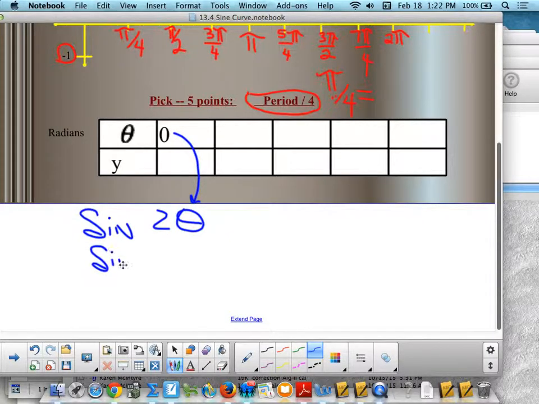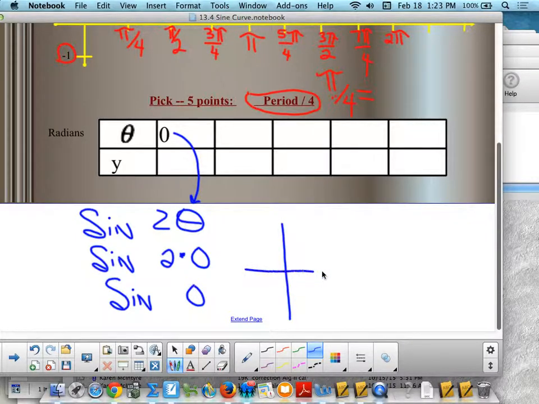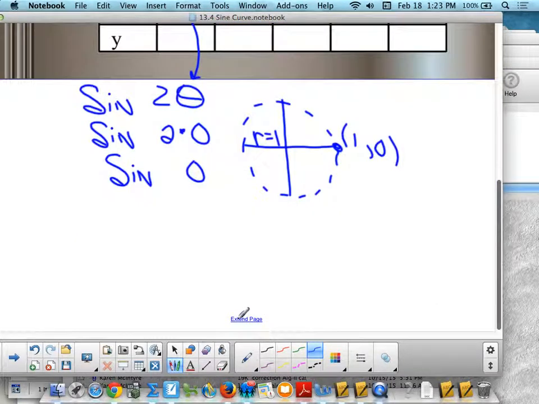Sine of 2 times 0. Sine of 0 is? Well, where's 0 radians? It's right there. There's your unit circle. Radius of what? 1. What's this point? 1, 0. Yep. So come back here. I need to know what's sine of 0. Well, sine is y over r.